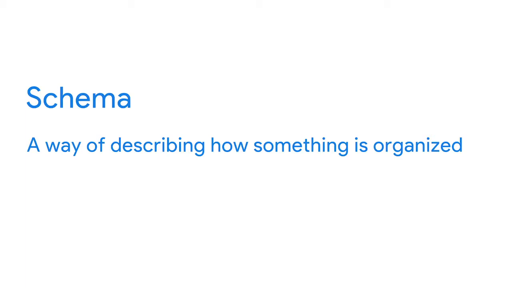Next up, we have schemas. A schema is a way of describing the way something is organized. You can think about data schemas like blueprints of how the database is constructed. Schemas are useful when you're learning about a new data set or designing a relational database. You'll learn more about different types of schemas in an upcoming reading.